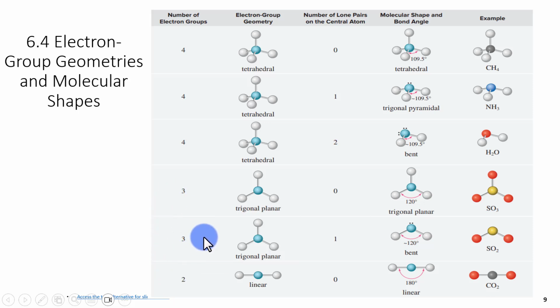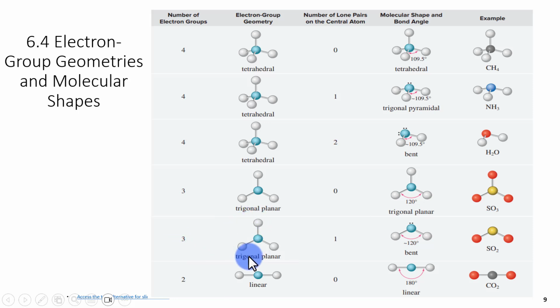Here's the case when I have a trigonal planar molecule. Okay, so I have 3 electron groups around the central atom. Remember, these can be 2 single bonds and a double bond. It can be 2 single bonds and a lone pair, or it can be 3 single bonds. So if I have 3 electron groups around that central atom, I have trigonal planar electron geometry. With no lone pairs, I also have trigonal planar molecular geometry. That is the case for SO3.